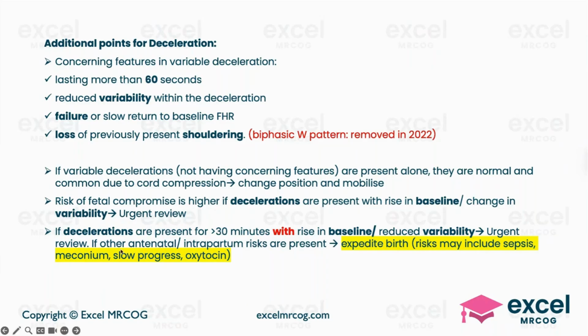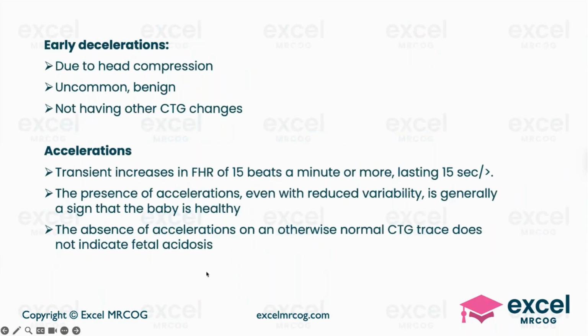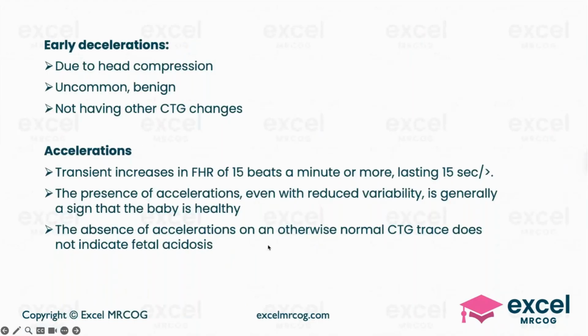If decelerations are present for more than 30 minutes with a rise in baseline or reduced variability, urgent. If antenatal or intrapartum risks are present with decelerations and they are making you think something is wrong, then please again think about expediting birth after excluding those events. Accelerations, whenever they are present, are good news. They mean that the baby is doing well, and even with somebody who's having reduced variability, it's fine. Reduced, not absent, reduced.